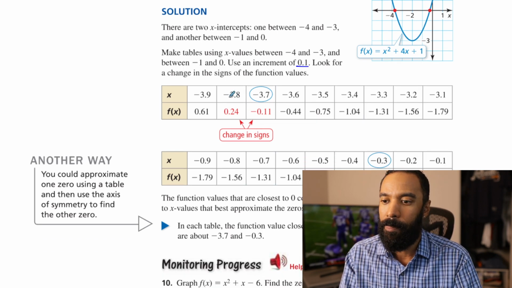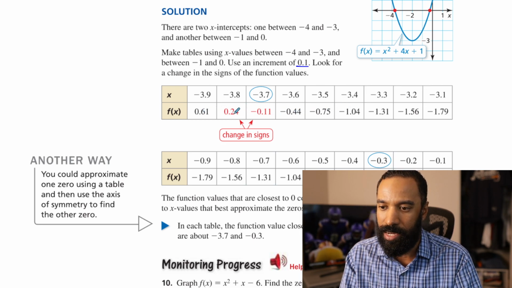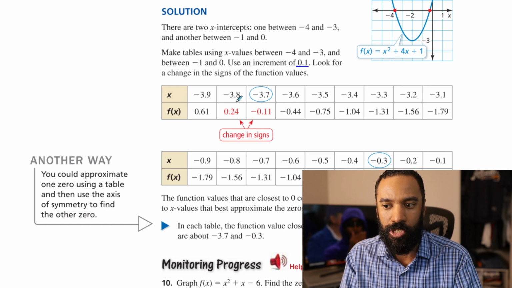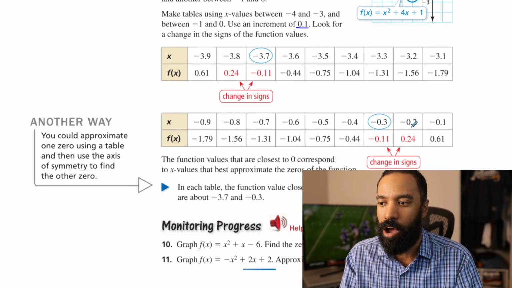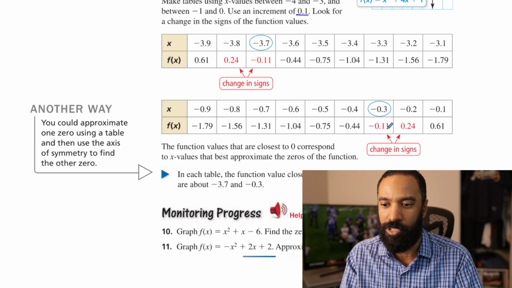In this case, you see a change in signs. These are our y values from the x's. They're positive, and suddenly they turn negative. Between this positive and negative, somewhere they hit 0, somewhere between -3.8 and -3.7. And then also between -0.3 and -0.2, it goes from negative to positive again. That means somewhere in between they hit 0.